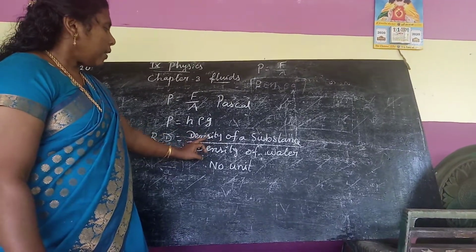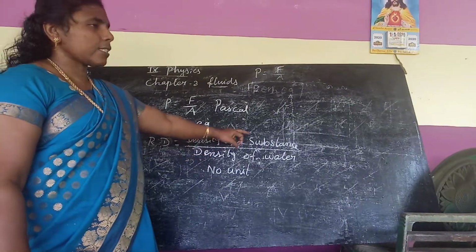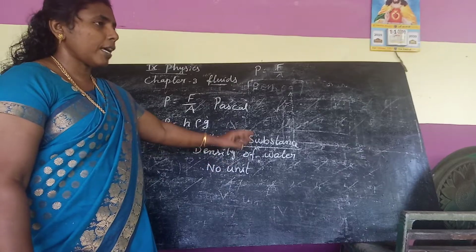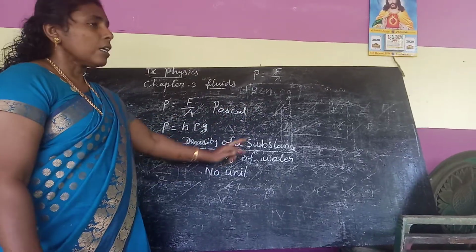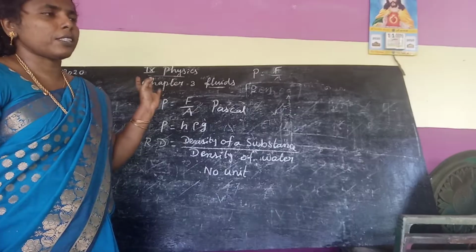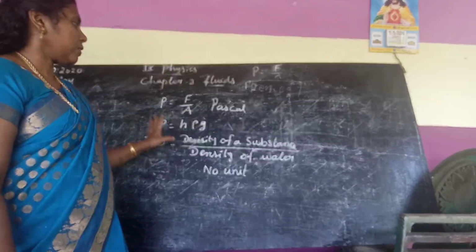The density of a substance, which substance is given? Mercury is given. So density of a substance divided by density of water. Just divide and write the answer. No need to write the unit. Why no need to write the unit? Because relative density has no unit.